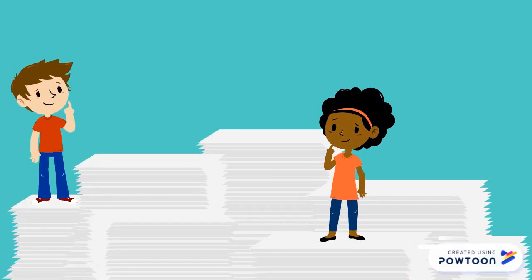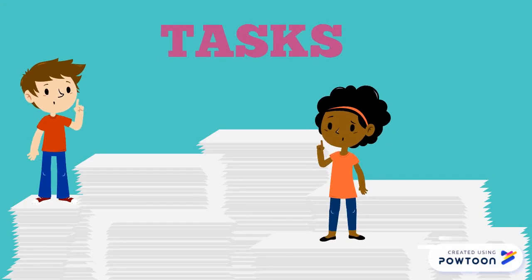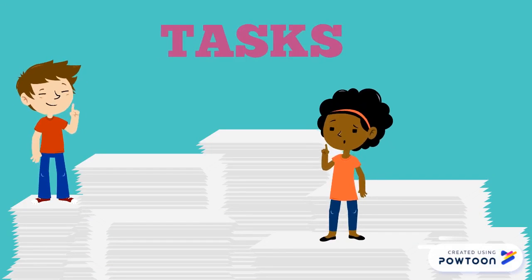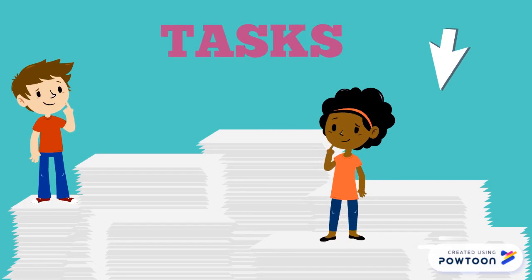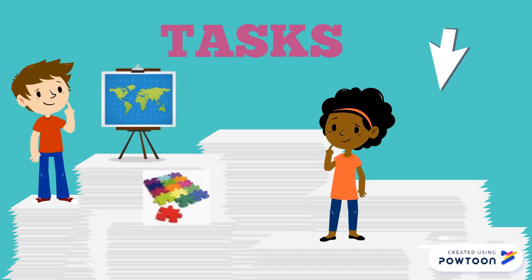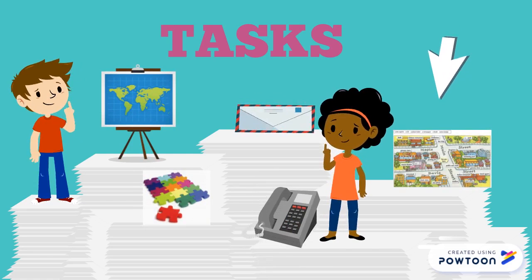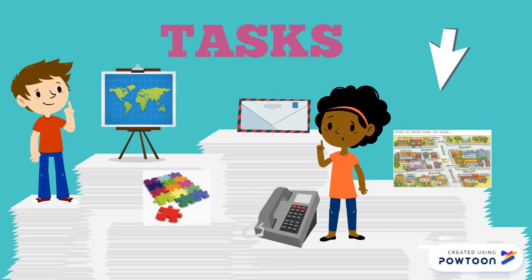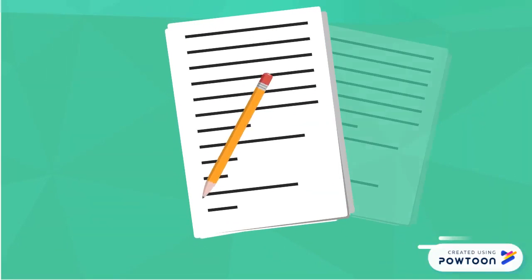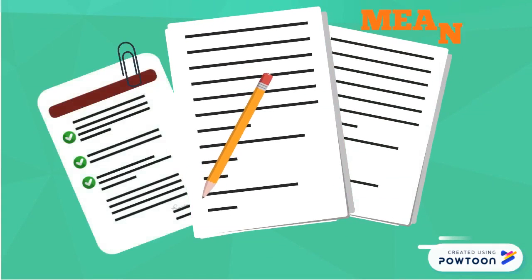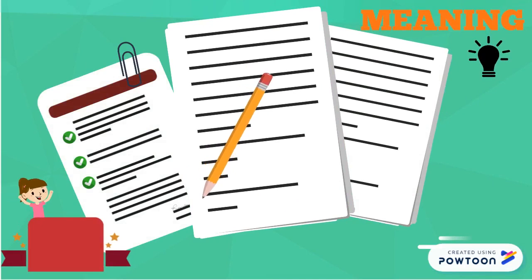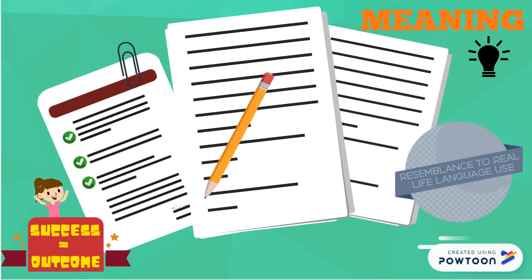TBLT proposes the notion of task as an activity or goal that is carried out using language, such as finding a solution to a puzzle, reading a map and giving directions, making a phone call, writing a letter, or reading a set of instructions. Tasks are activities which have meaning as their primary focus. Success in tasks is evaluated in terms of achievement of an outcome, and tasks generally bear some resemblance to real-life language use.